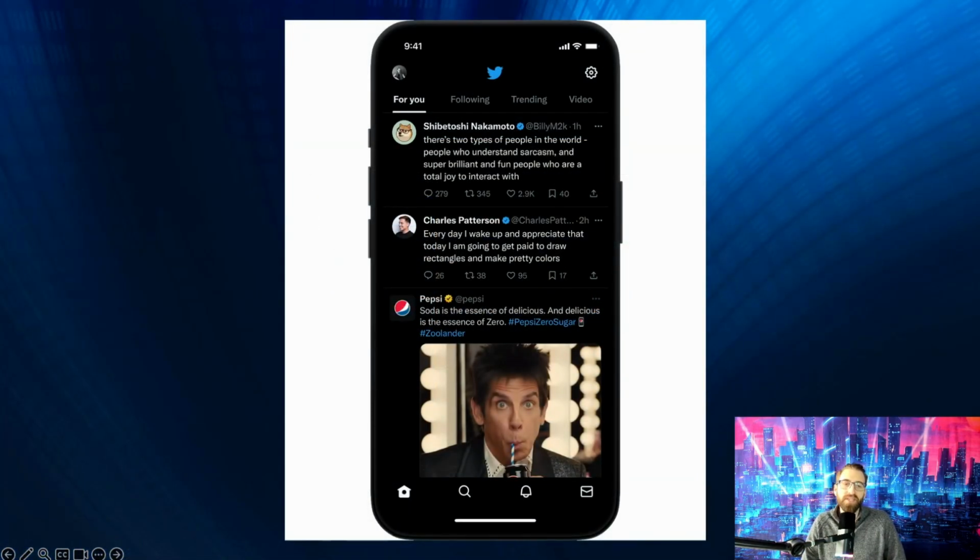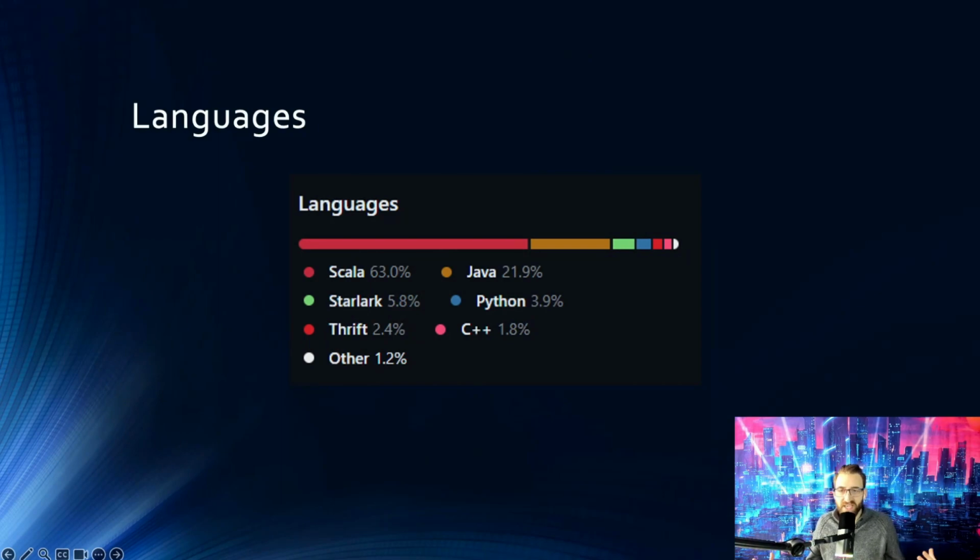So the next question is, let's see the code. Let's go through and let's figure out what this code actually looks like.